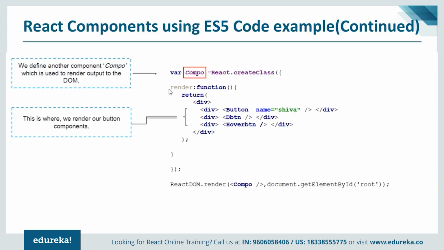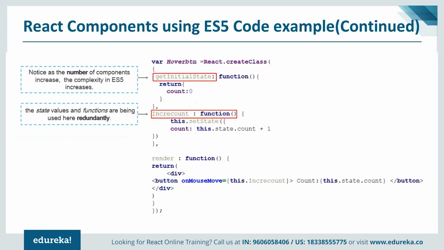And here I am using only one function, which is render, since it is the only required function in an ES5 class. So what we are returning over here, we are returning three divs having three buttons. And finally, I am saying that ReactDOM.render, render this component wherever I want to render in my particular div on the page. So this is a complete code example, step-by-step code example.